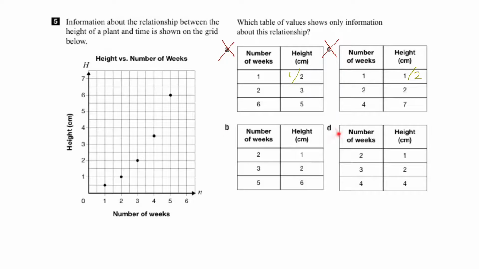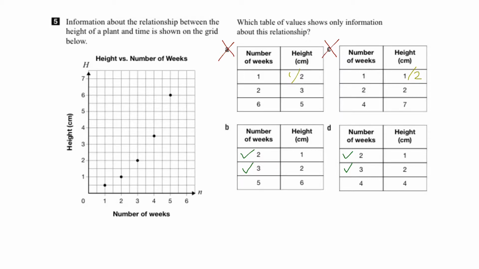Let's look at B and D now. They start off after 2 weeks. So let's go ahead and look at our grid to find that point after 2 weeks. We can see that the height of the plant should be 1 centimeter after 2 weeks. Well, in both cases, B and D show that to be the case. Now let's look at 3 weeks. We can see if we move up from 3 weeks, the height of the plant will be 2 centimeters. Again, in B and D, both cases, that does represent the grid.